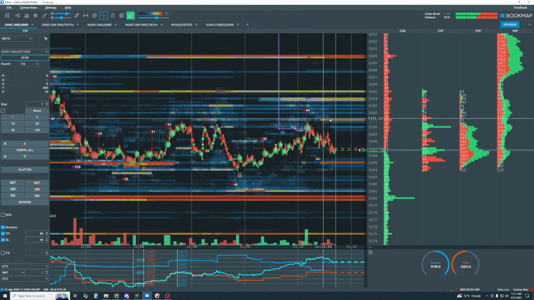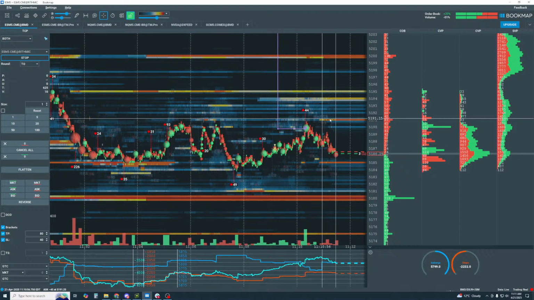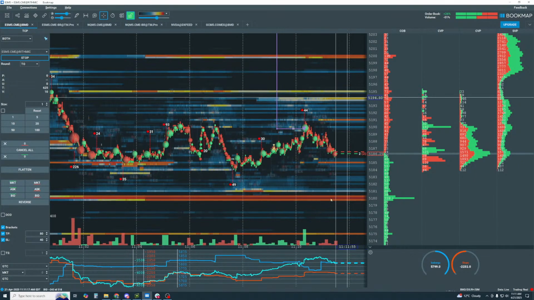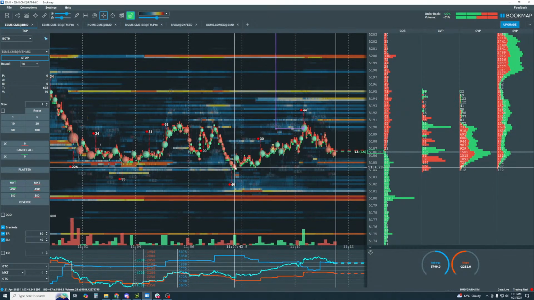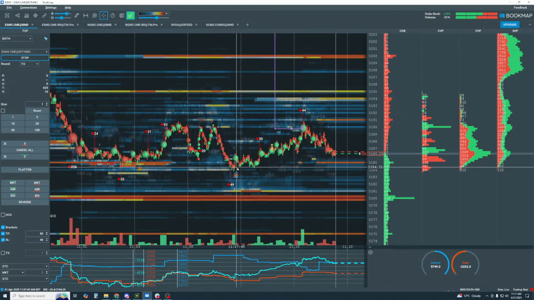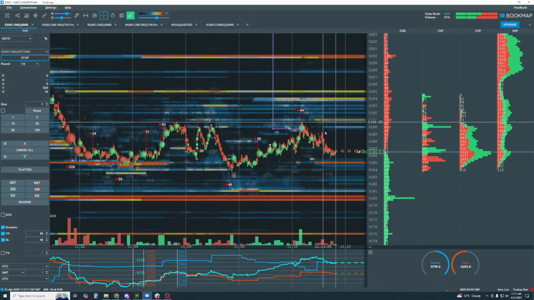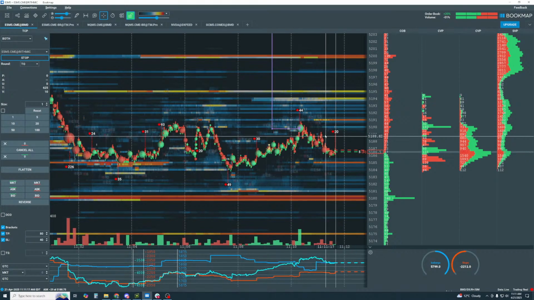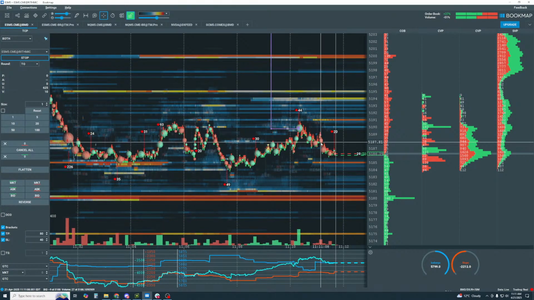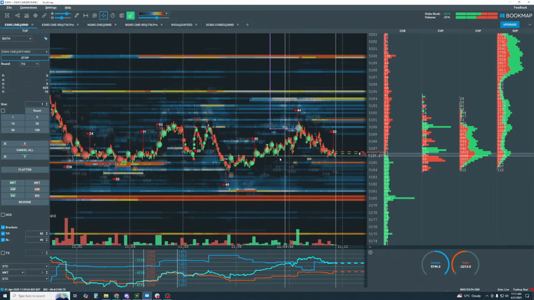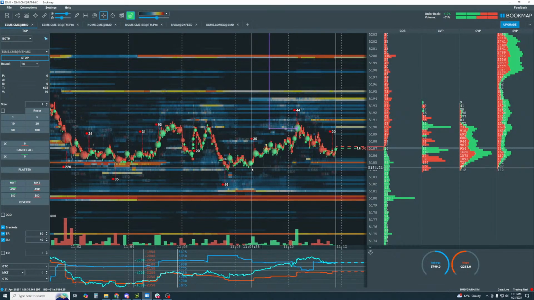All right, and now look at the sellers come back in. So now we have the potential for the sellers to retest the low here. No buyers in here. We're seeing sellers come back in, looking for the sellers to try to hit back down into the bottom of the range here.